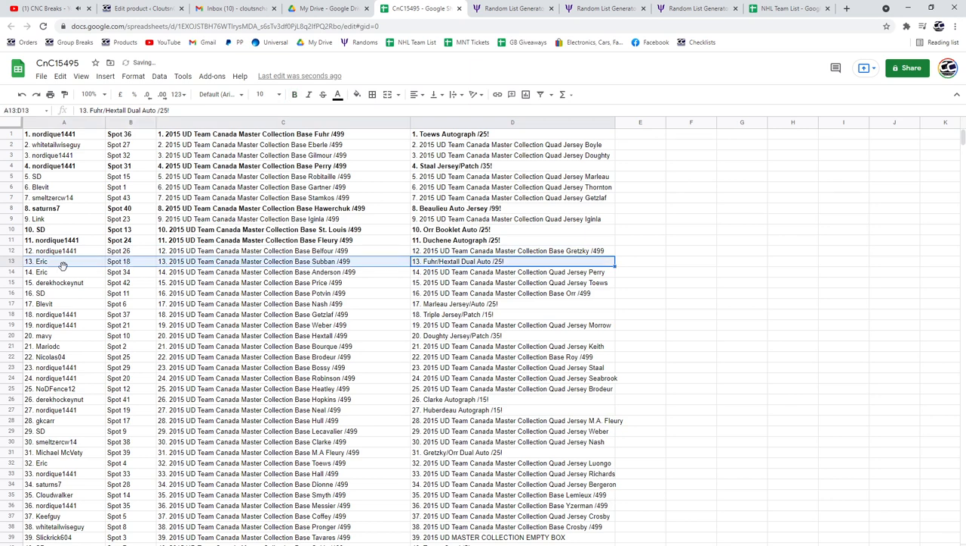The Grant Fuhr and Hextall dual autograph goes to Eric. Marlowe goes to Blev. Triple jersey patch out of 15, Nordiek. The Doughty goes to Mav. The Bobby Clark auto out of 15 goes to Derek Hockeynut. Huberto auto out of 15 goes to Nordiek.